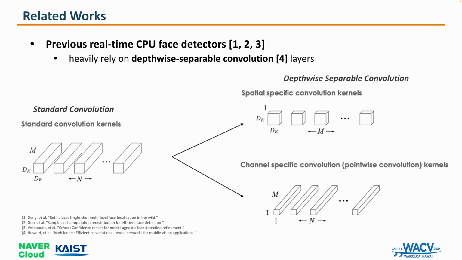Previous state-of-the-art real-time CPU face detectors heavily relied on depth-wise separable convolution layers for constructing computationally efficient models, which decompose standard convolution layers into 2 consecutive convolutional layers. Specifically, standard convolution kernels are decomposed into spatial-specific depth-wise kernels and channel-specific point-wise kernels.